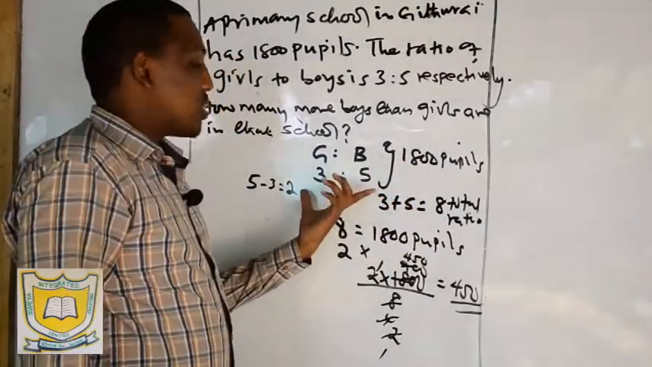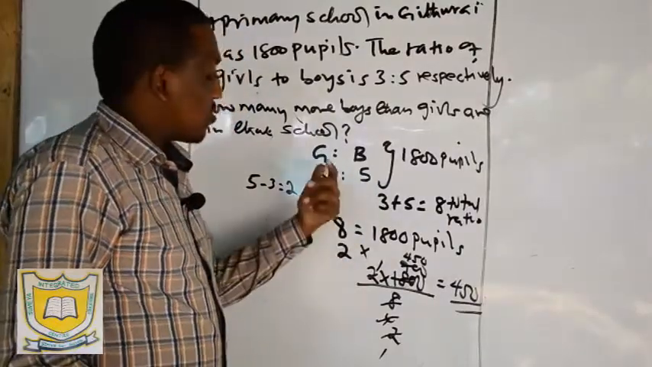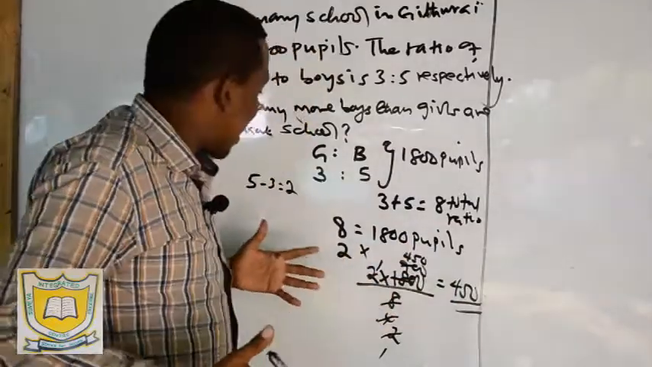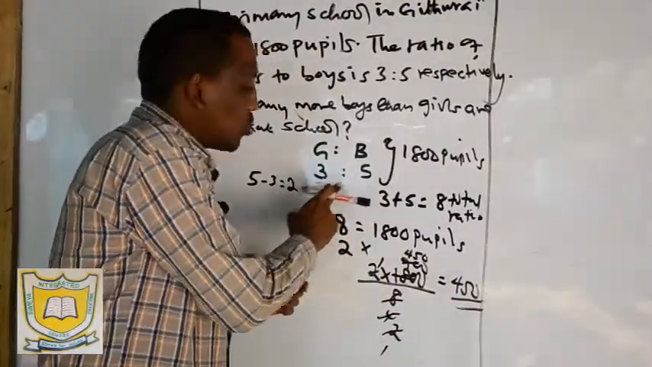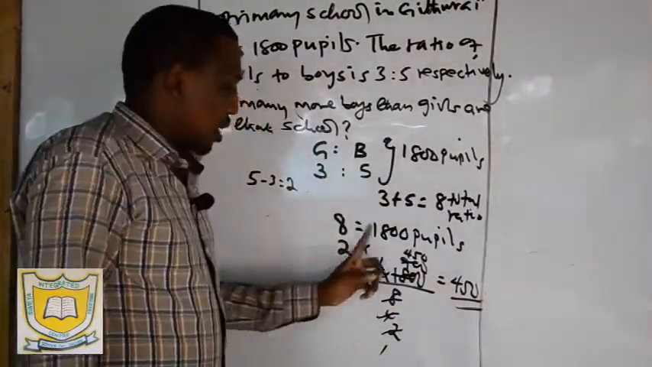Now they said how many more. If they had asked for boys, what about the 5? If they had asked for the girls, what about the 3? But they said how many more boys than girls are there. So in short form, you subtract the 2 ratios. So you say 5 minus 3 is 2. So cross multiply. So 2 times 1,800.